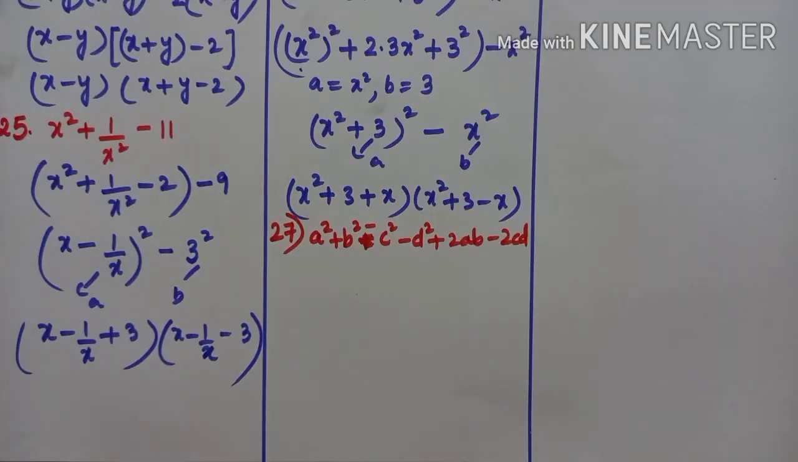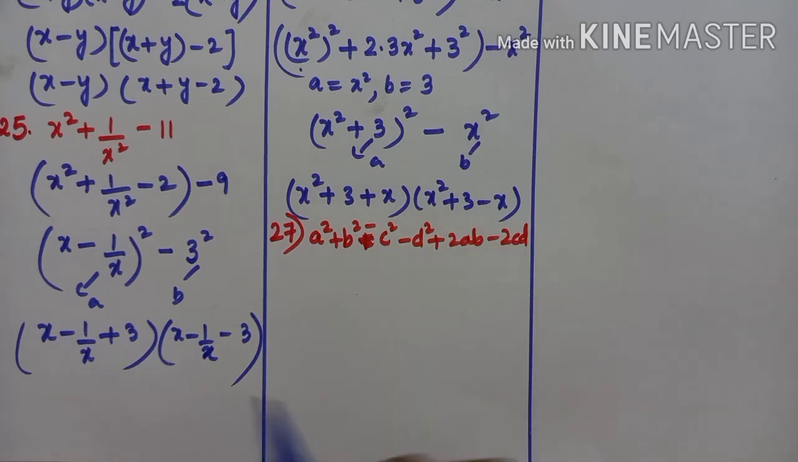Now the next problem is a square plus b square minus c square minus d square plus 2ab minus 2cd. So here you can clearly see a square plus b square. Can you see ab terms? Yes, 2ab we are having. A square plus b square plus 2ab is the expansion of a plus b whole square. Next is minus c square minus d square minus 2cd. So minus is there, so we can take minus common. If you take it common, it becomes minus of c square plus d square plus 2cd. So again it is in the form of a plus b whole square.